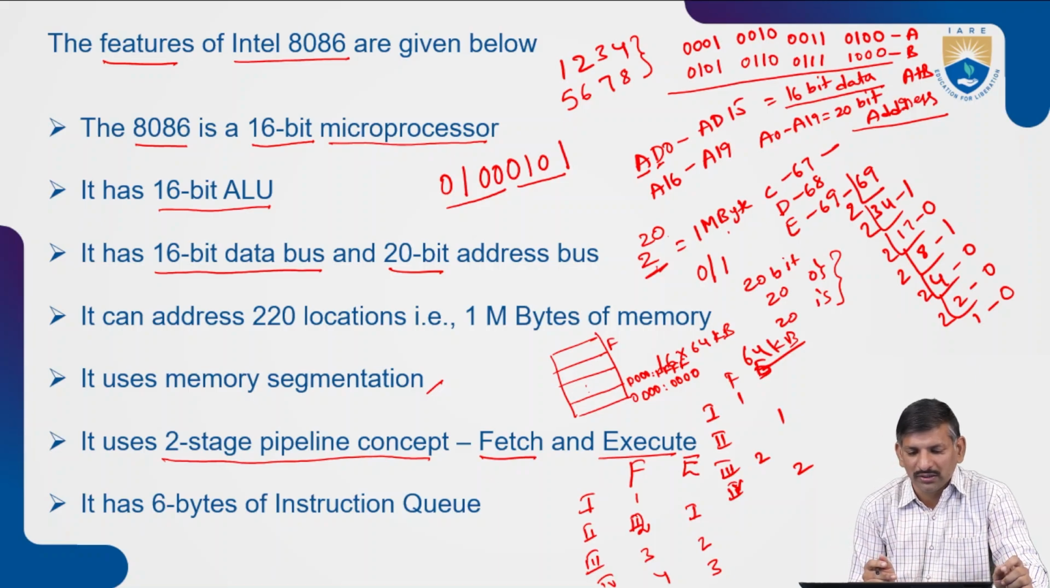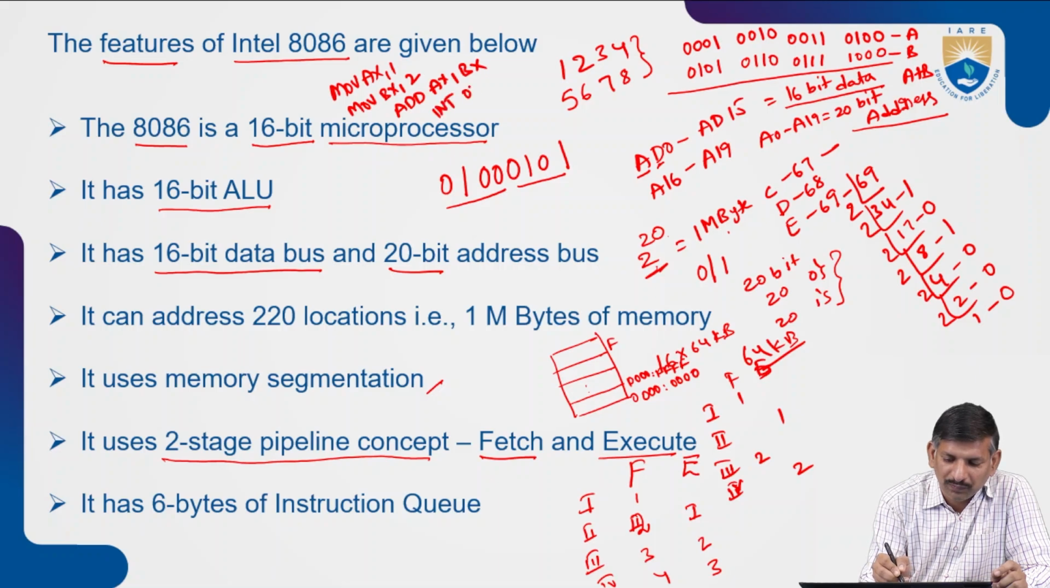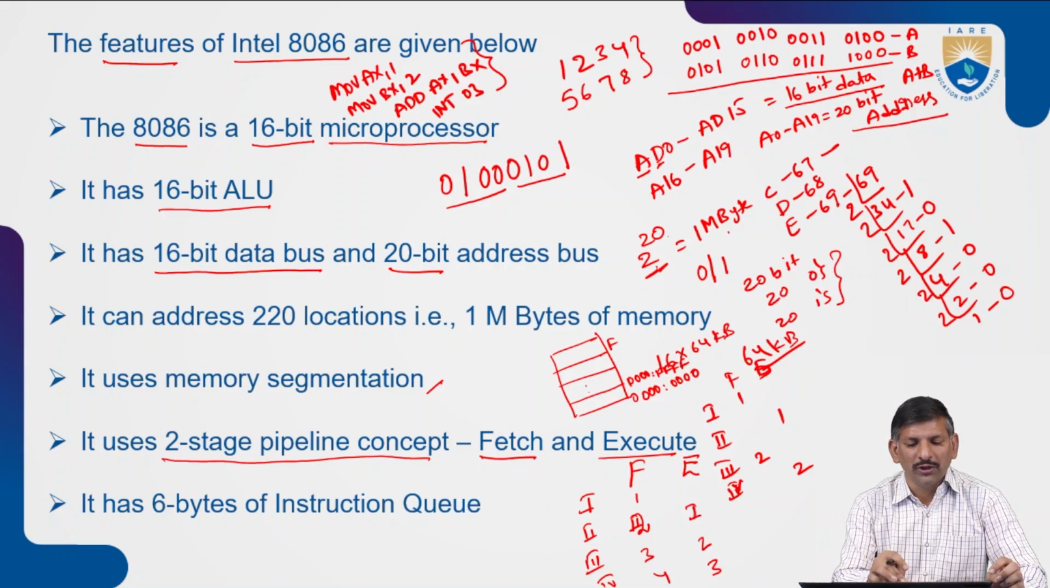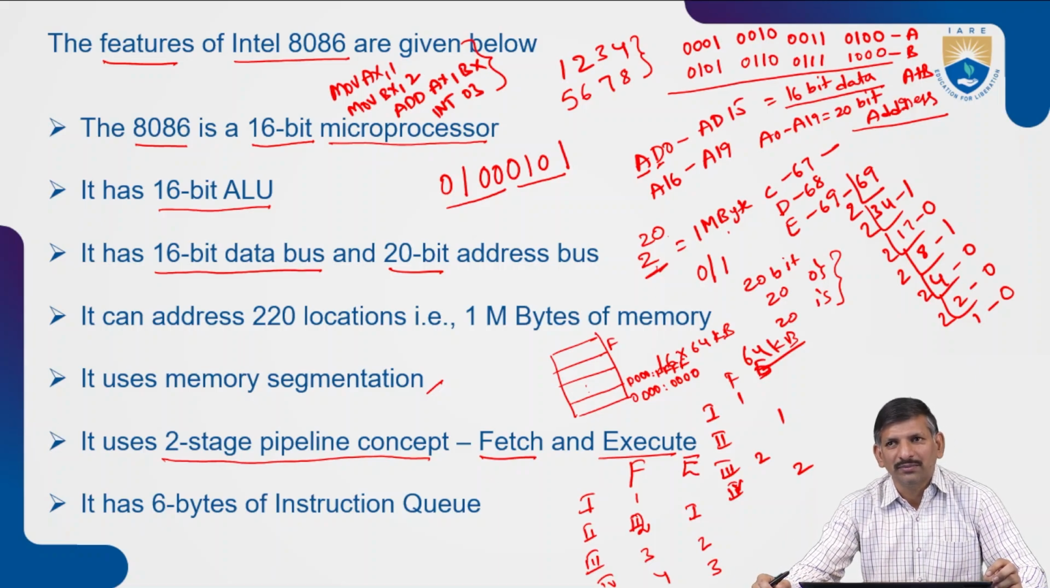Suppose I am doing an addition operation. MOV AX, 1. MOV BX, 2. ADD AX, BX. INT 03. This contains 4 instructions. If you want to do these operations without pipelining, we require 4 into 2, that is 8 clock cycles. With two-stage pipelining, it requires 5 clock cycles only.